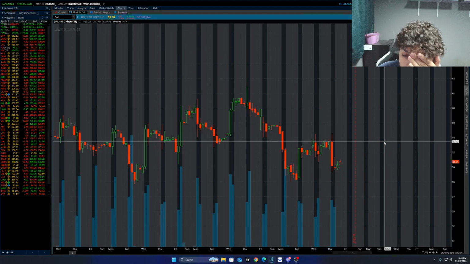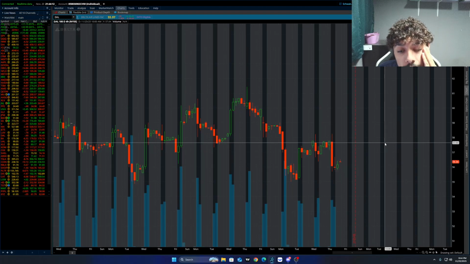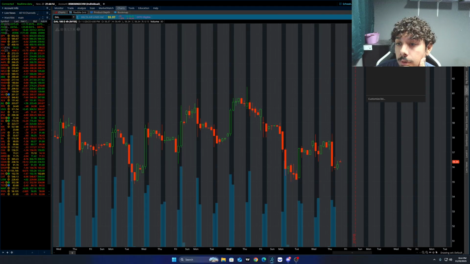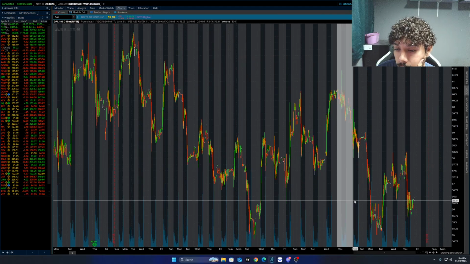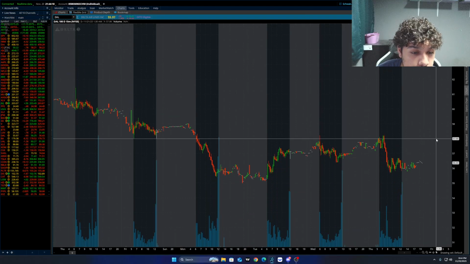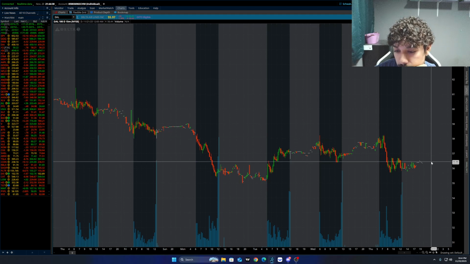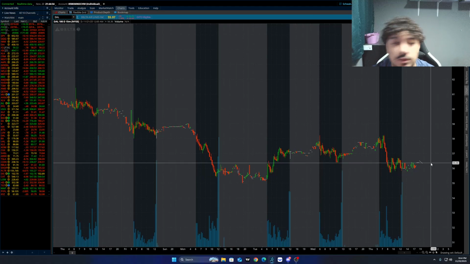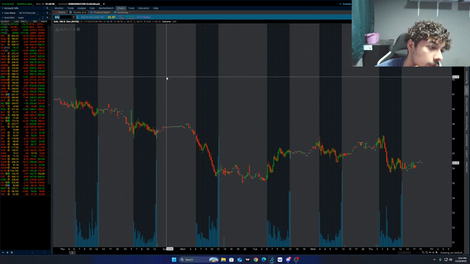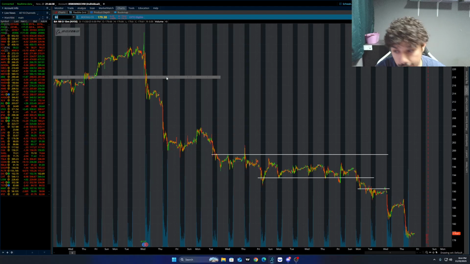Nothing much for DAL. I probably wouldn't have taken a trade on this one either. Yeah, right there, that would be your entry. 56. And then take it to the outside. Or 58, sorry. 58, and then take it to previous day low. 56, a $2 move. Cool.